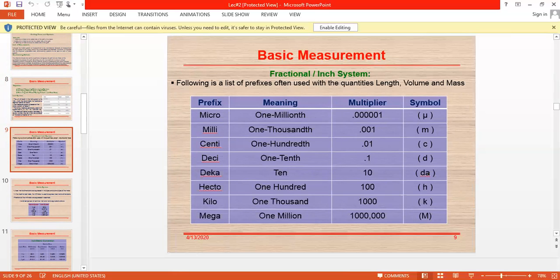Okay, these are some prefixes you must know, because for solving the problems you have to follow the standards. In the first column there are prefixes, in the second column meaning and multiplier, and in the last column the symbol. For example, micro symbol we use mu, and it is 10 raised to power minus 6, and milli is 10 raised to power minus 3, like centi 0.01, deci 0.1, deca is for 10, hecto is for 100, kilo is for 1000, and mega is 1 into 10 raised to power 6.